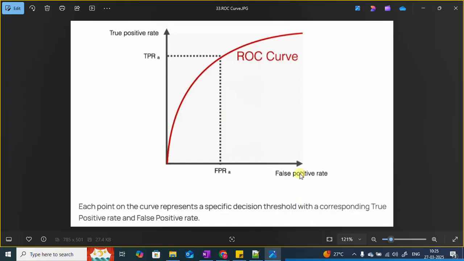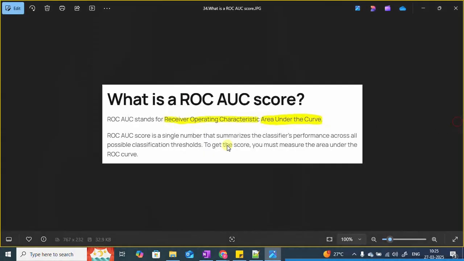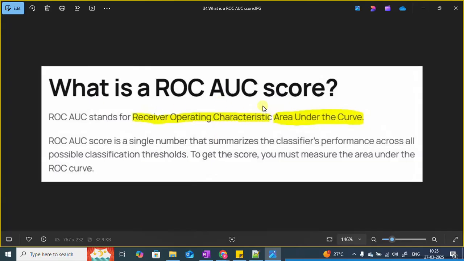On the x-axis, I'm taking false positive rate. On the y-axis, I'm taking true positive rate. Don't take it in reverse. Otherwise, the curve looks different, not like this. If I draw this red color plot, I can say the curve is nothing but the ROC curve, receiver operating characteristics.